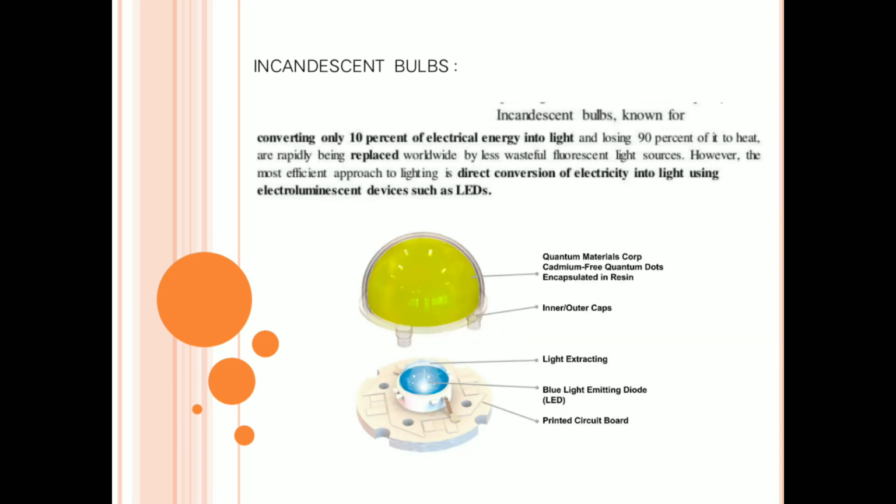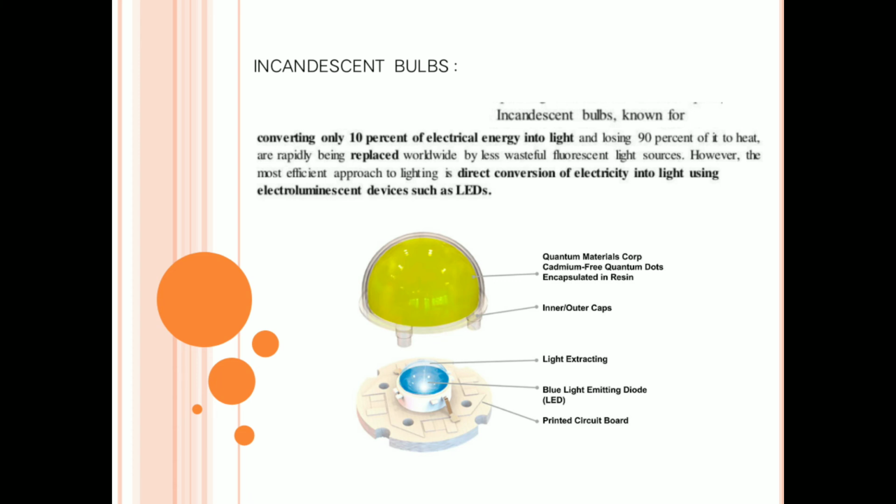What are incandescent bulbs? Incandescent bulbs are known for converting only 10% of electrical energy into light and losing 90% of it as heat, and are rapidly being replaced worldwide by less wasteful fluorescent light sources. However, the most efficient approach to lighting is direct conversion of electricity into light using electroluminescent devices such as LEDs.